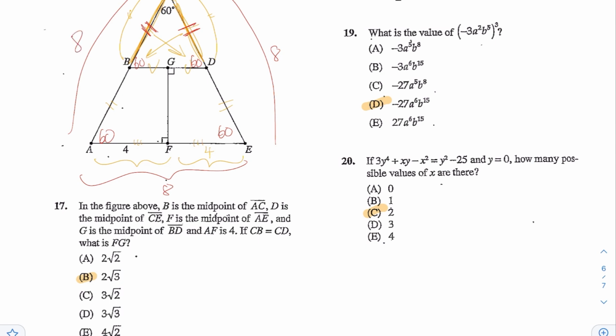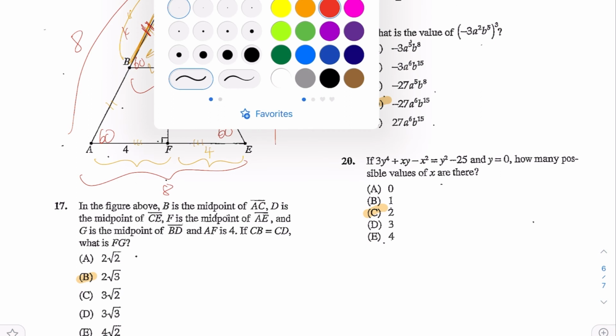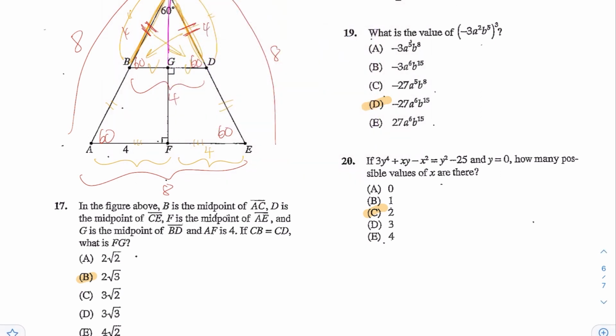So for the top triangle, it's going to be exactly half, because everything got cut in half. It's going to be 4, 4, and 4, which means that for F to G, to find this height, you want to figure out the height of this equilateral triangle. And when you cut an equilateral triangle in half, you actually make two 30, 60, 90 triangles.